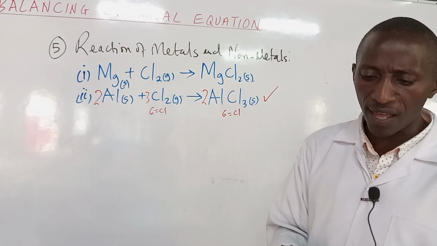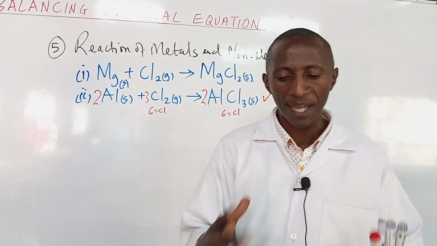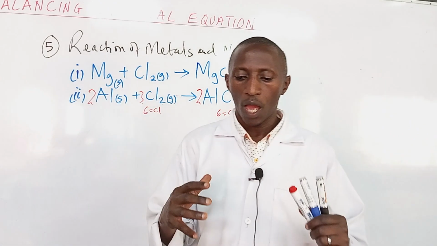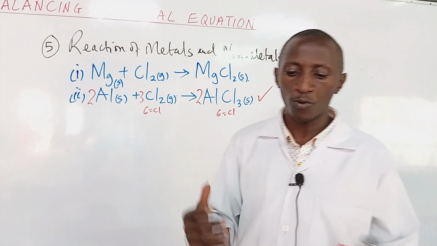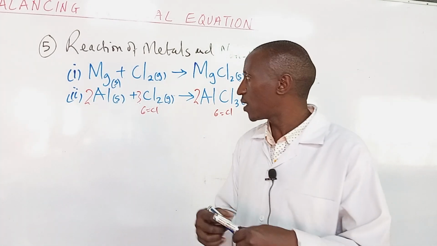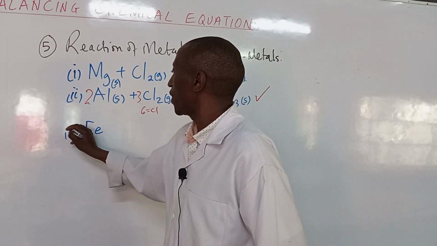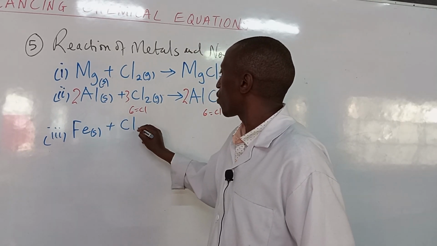We need to look at other examples of chemistry equations that we have met across in our studies. Look at the example on how halogens, indeed chlorine is a halogen, react with a metal like iron. What happens when iron, that is our example number 3, iron reacts with chlorine gas?